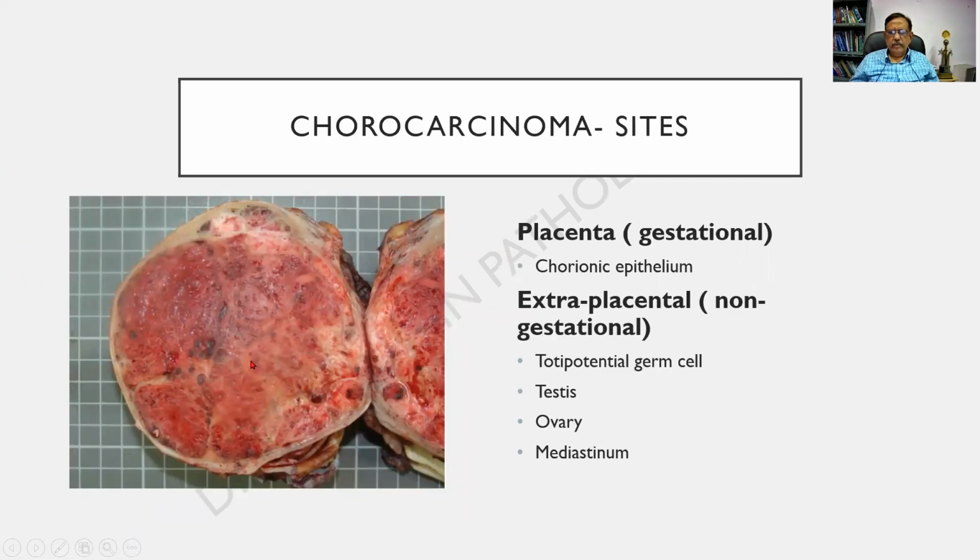This is a choriocarcinoma of the testis. Again, a solid tumor with areas of hemorrhage and a lot of fibrosis. This probably is an area of necrosis. Placenta is one site. It arises from the chorionic epithelium, and the extraplacental type arises from the totipotential germ cell. It can occur in the testis, the ovary, or the mediastinum.